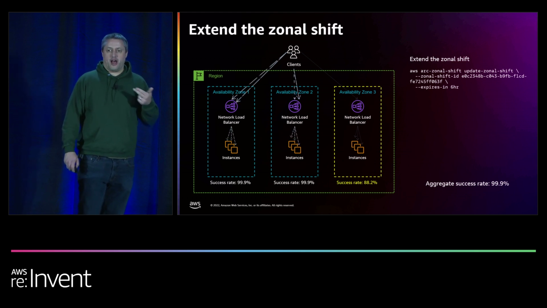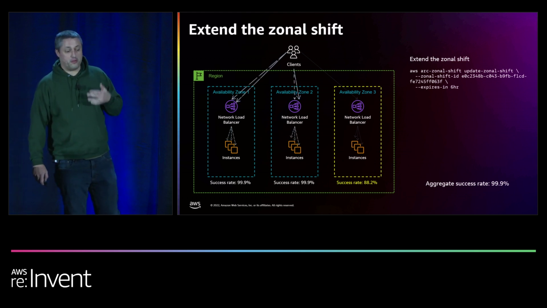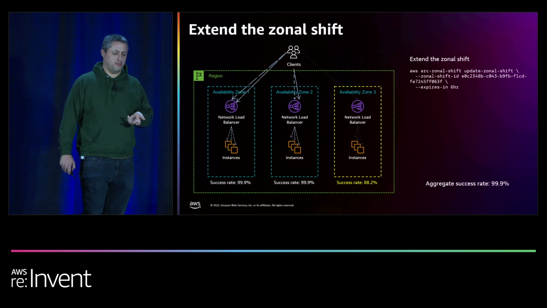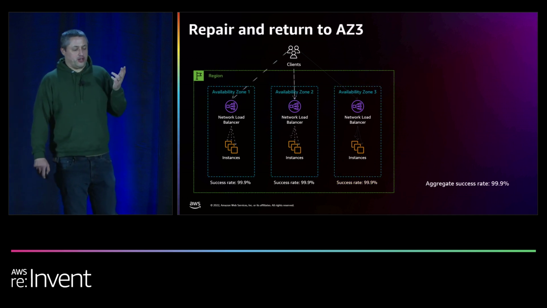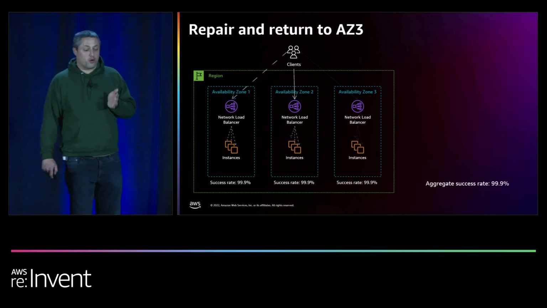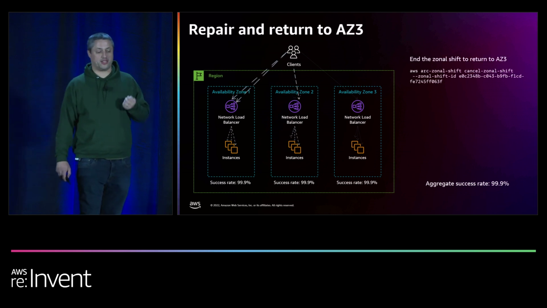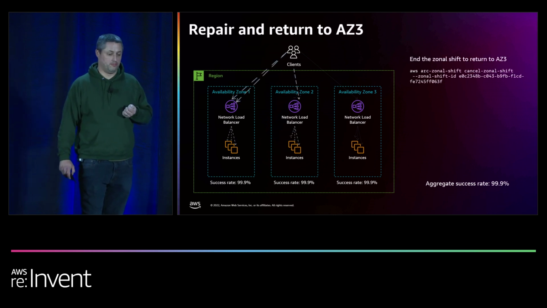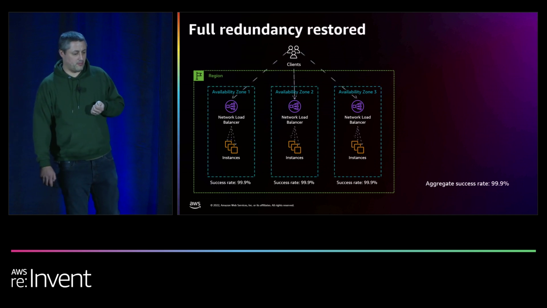If it takes us some time to understand and fix the problem in AZ3, we can extend the zonal shift, that's no problem. And eventually we figure out what the issue is. We get the success rate back up to normal in AZ3, we're comfortable, and so we end the zonal shift with a cancel zonal shift call. And things go back to normal.